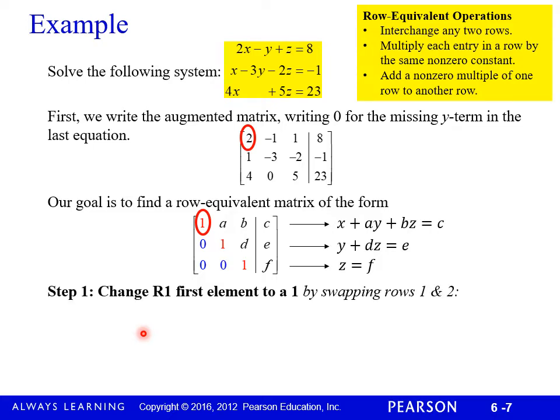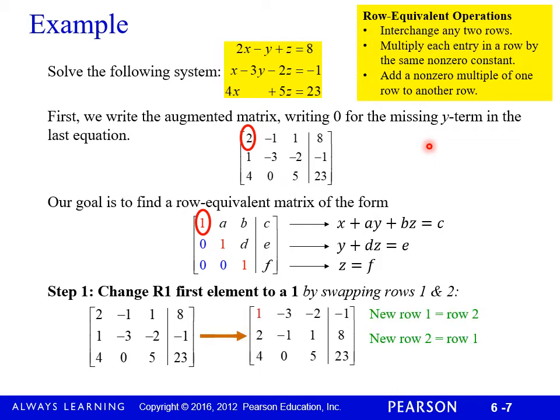Let's change row 1, first element to a 1, simply by swapping rows 1 and 2. Remember, the first rule says we can interchange any 2 rows. And notice in row 2, we already have a 1 in that first column position. So if we just swap row 1 and row 2, we've handled that first bit. Our new row 1 is simply row 2, and our new row 2 is simply row 1. So all we did was swap row 1 and row 2. All right, so this is our new matrix that we're going to solve.